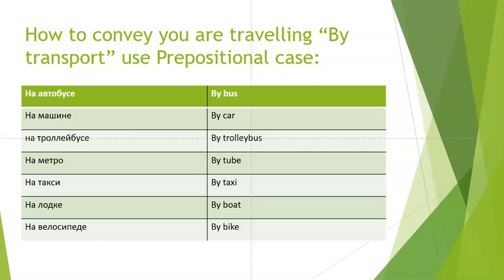How do we say by transport? How do we convey I'm traveling by bus, I'm traveling by boat, I'm traveling by tube, and so on? For that, we would use the preposition на, always на, and the prepositional case. So we would say на автобусе, by bus, на машине, by car, на троллейбусе, by trolleybus. Don't be surprised, we have trolleybuses and trams in Russia. So it's a big difference. На метро, by tube, на такси, by taxi, на лодке, by boat, и на велосипеде, by bike.